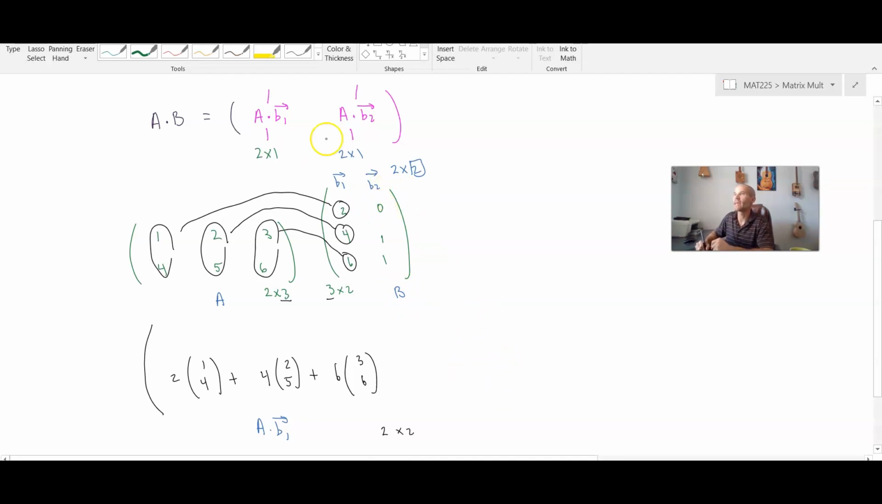So what I want to do is take these elements here and form the new column, where 0 multiplies the first column of the first matrix, 1 multiplies the second column of the first matrix, 1 multiplies the third column of the first matrix. We're going to have 0 times the 1, 4 vector plus 1 times the 2, 5 vector plus 1 times the 3, 6 vector. So really all this is a linear combination of several linear combinations, in fact.